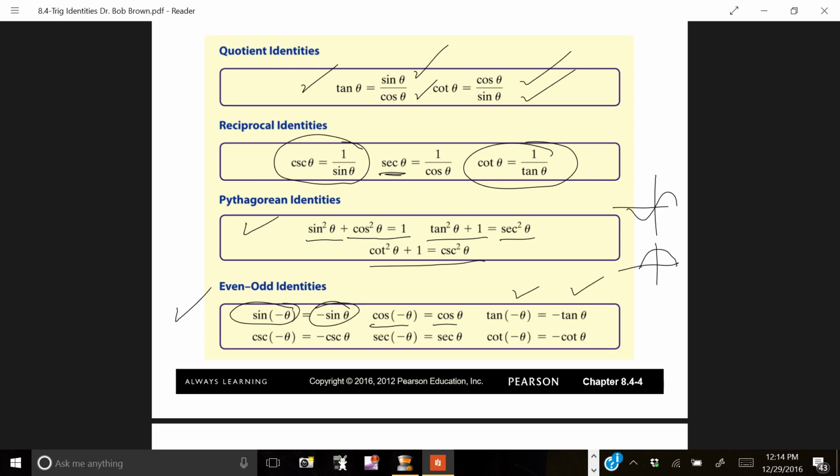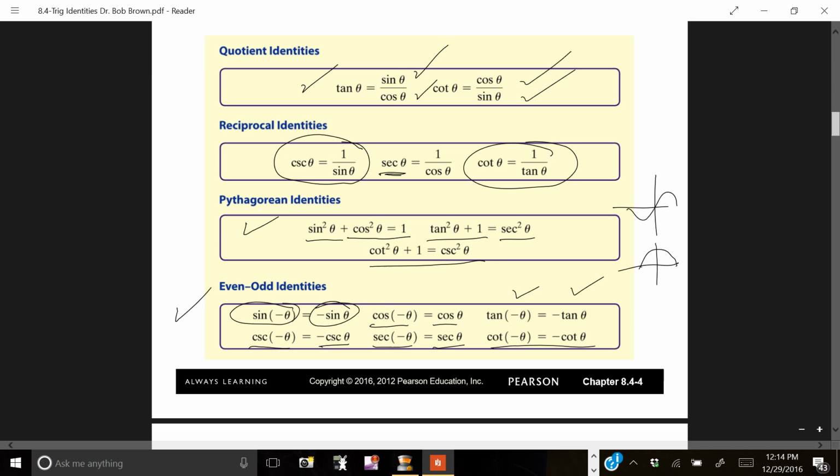And then cosecant of minus theta is minus cosecant of theta. And secant of minus theta is equal to secant of theta. And then cotangent of minus theta is minus cotangent of theta.